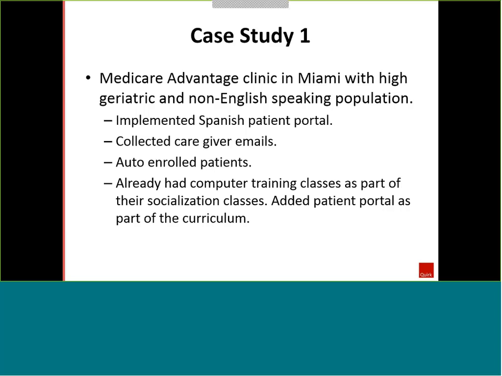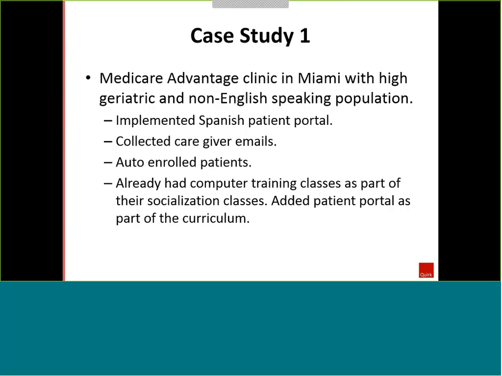But the entire time they're doing it, they're enrolling in the portal. They're auto-enrolling themselves essentially. And then they're getting that 50% and they're getting that 5%, because now if you show them how to send a message to their doctor, done. There's your 5%.